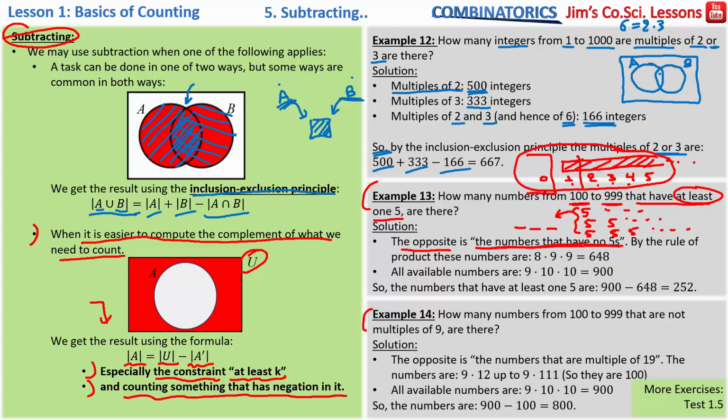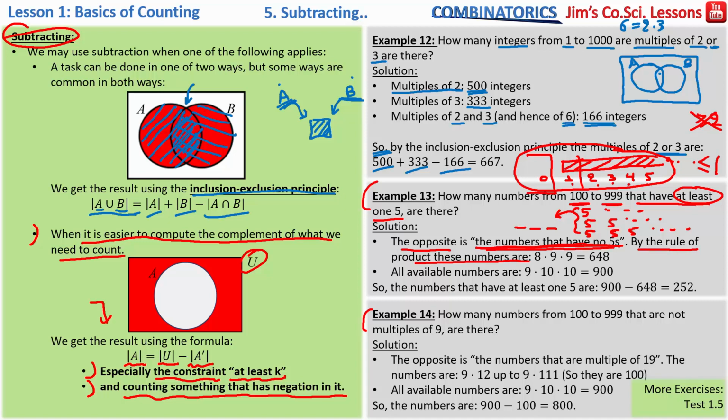And you could use this idea if I tell you: what's the opposite of at least 2? The opposite of at least 2 is at most 1, etc. So back to our exercise. The opposite is the numbers that have no 5s. By the rule of product, this is a much easier problem.